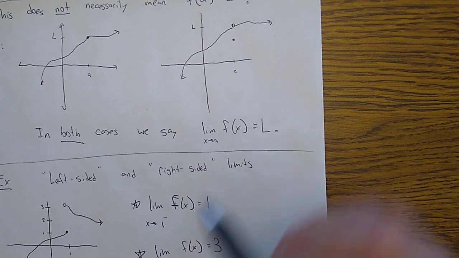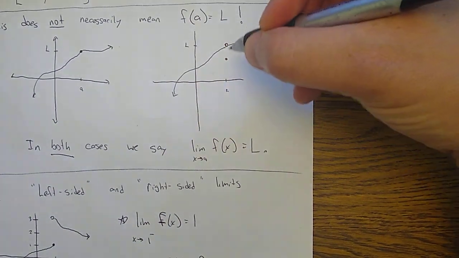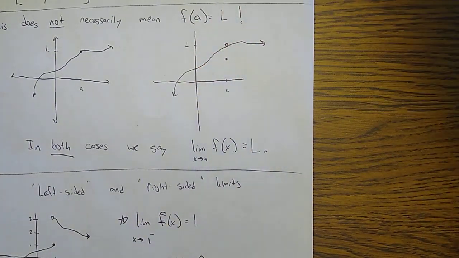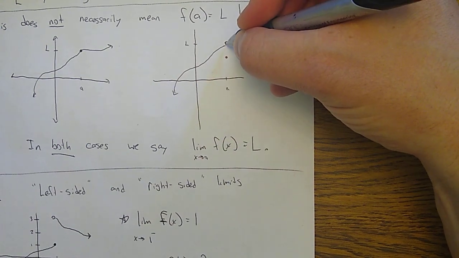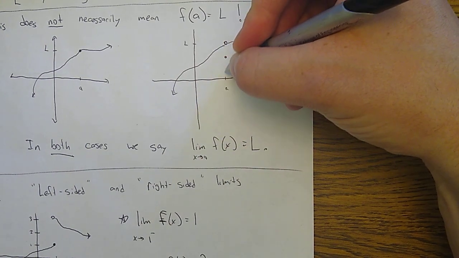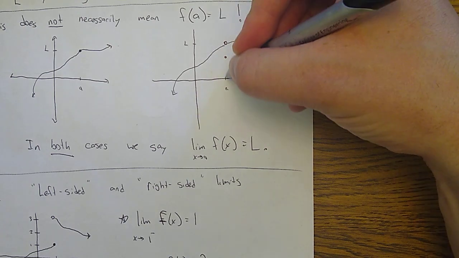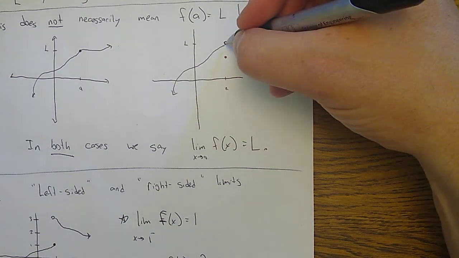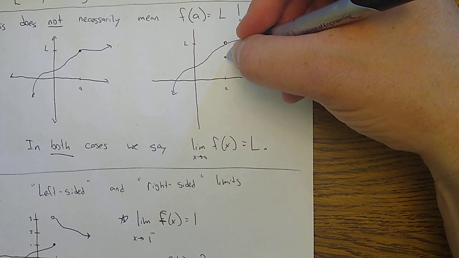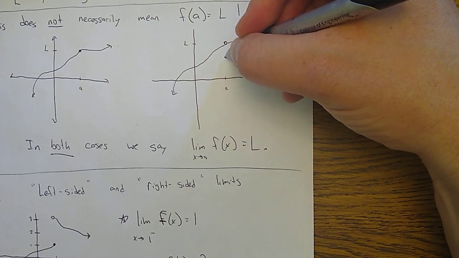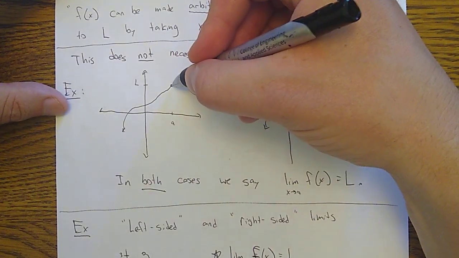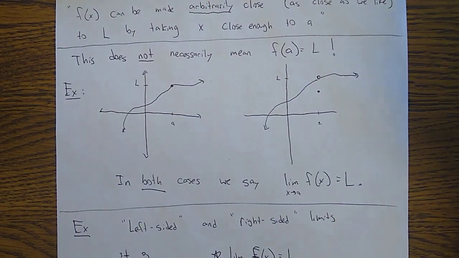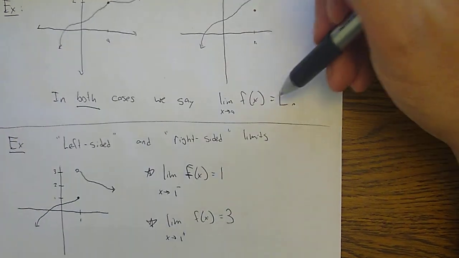I'm just trying to emphasize the point here that in this picture, the limit as x goes to a of f of x is L, and that has nothing to do with what happens when x is exactly a. This dot could be completely open with nothing, or it could be a closed dot somewhere else, or it could be a closed dot right here. And in all of these cases, we say that the limit as x goes to a of f of x is L.